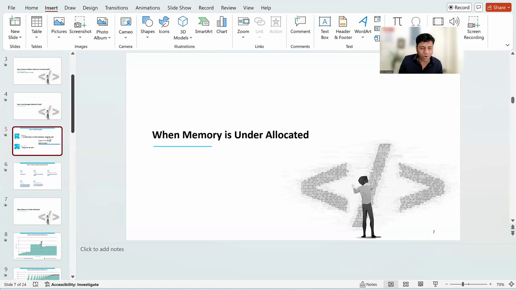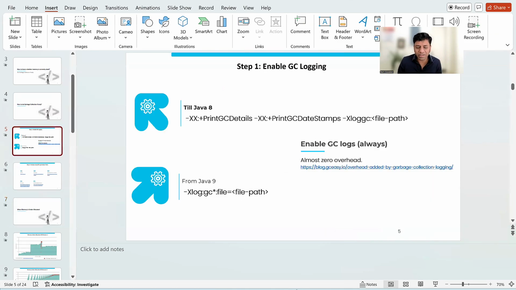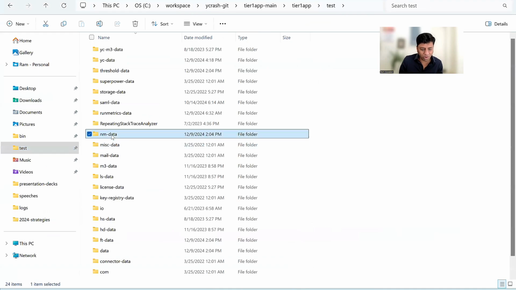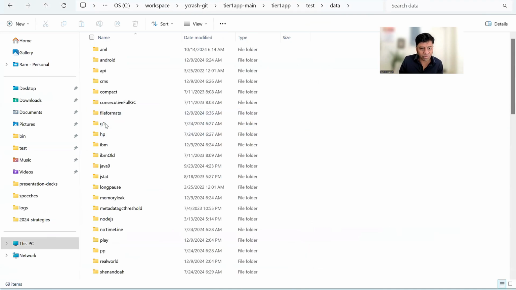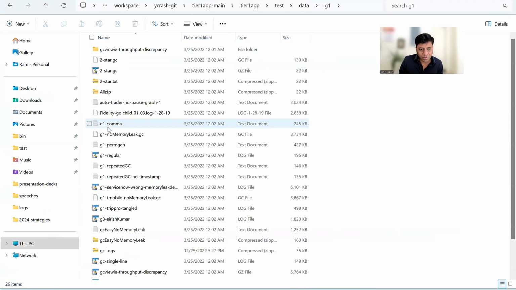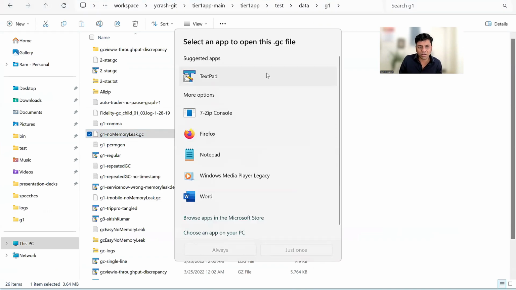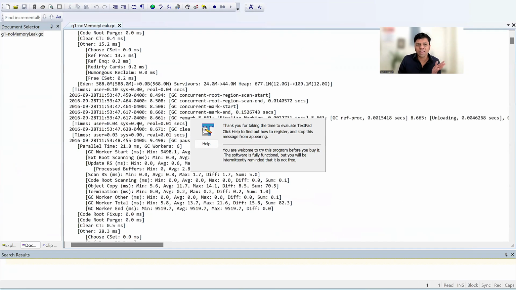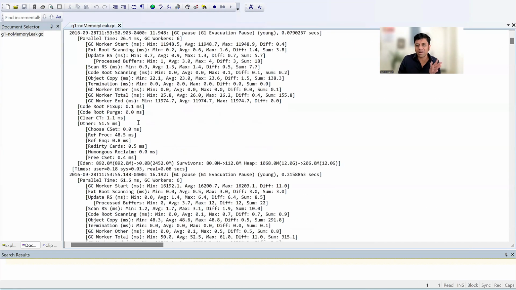So friends, once you have enabled it, the GC log is going to be a very cryptic file. Let me open a sample file to show you how the GC log file looks. So I'm opening it up. Let's say this is how that file looks. See, this is how it's going to look. It's a very cryptic, very unreadable file.